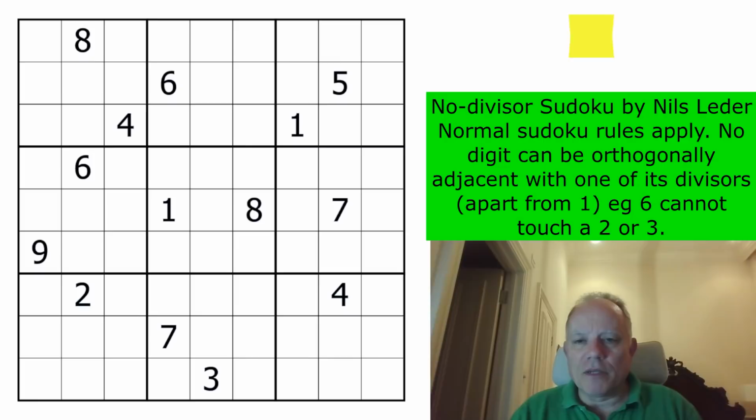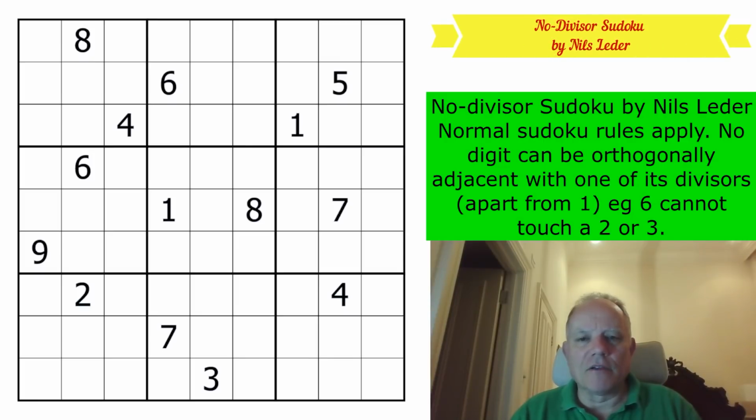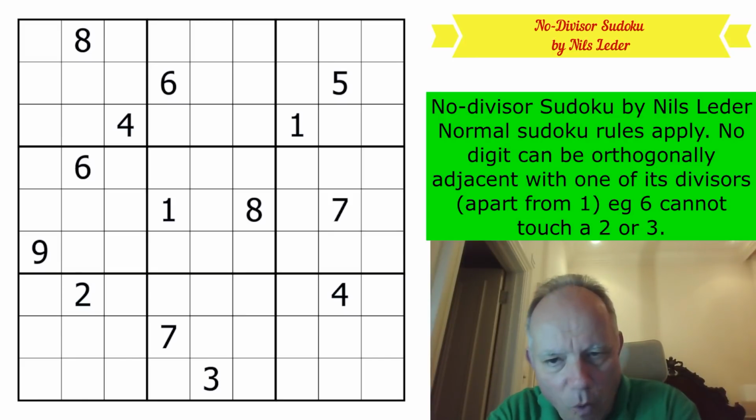Anyway, one of the community is Niels, and he sent in this no divisor Sudoku. It's a very simple rule set. I was going to say it's odd that it hasn't been used before, but I think some version of it has, although there's one variant this time. Normal Sudoku rules apply. No digit can be orthogonally adjacent with one of its divisors apart from one.